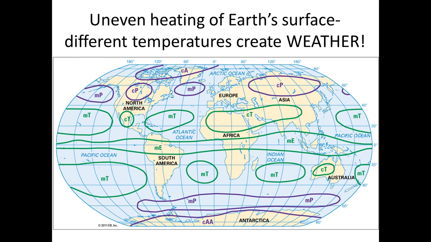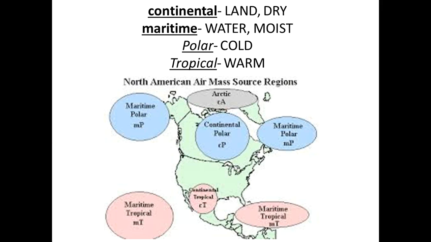That uneven heating of the Earth's surface is what gives us our weather. So when we talk about types of weather around the globe, we're talking about how the sun's rays unequally heat the Earth's surface in different areas. The 4 types of air masses that we get from that weather are continental, which is our land, maritime, which is water, polar is cold, and tropical is warm.